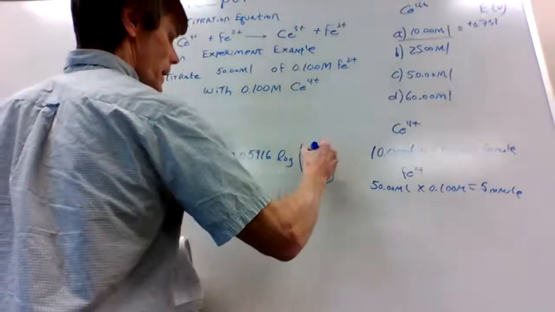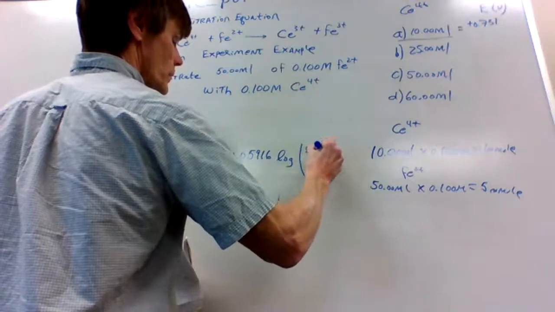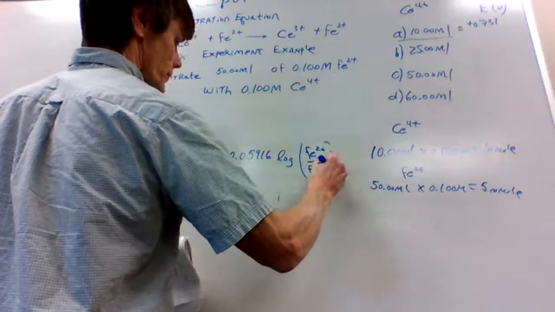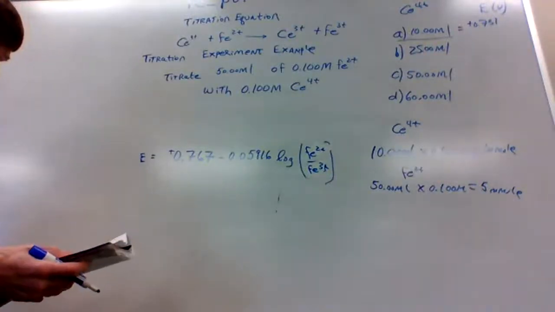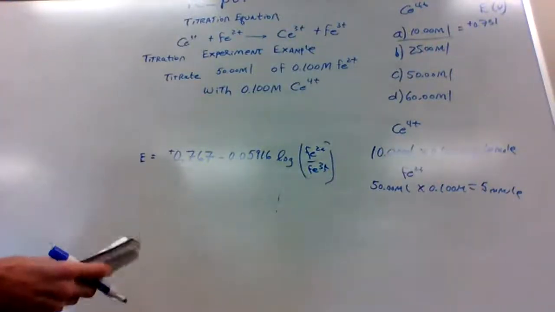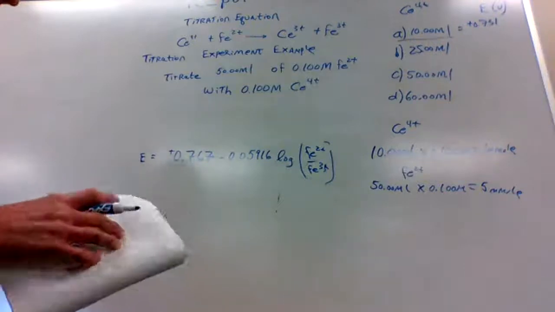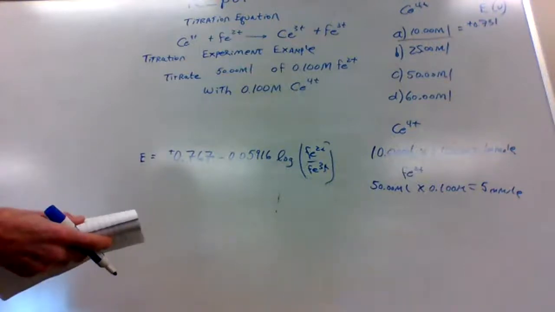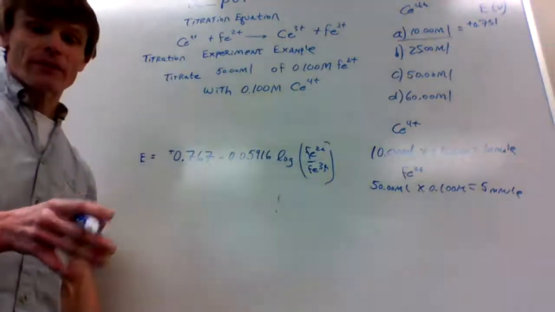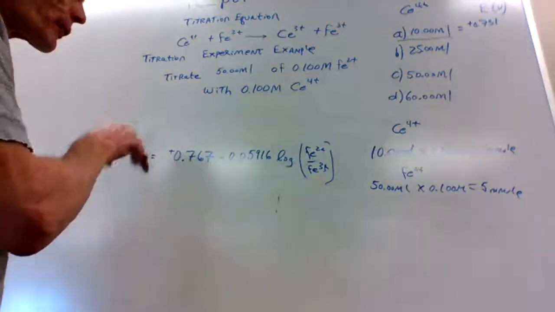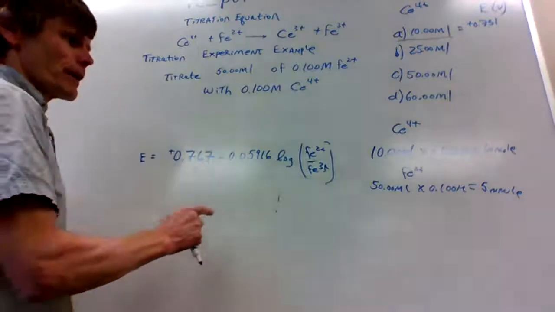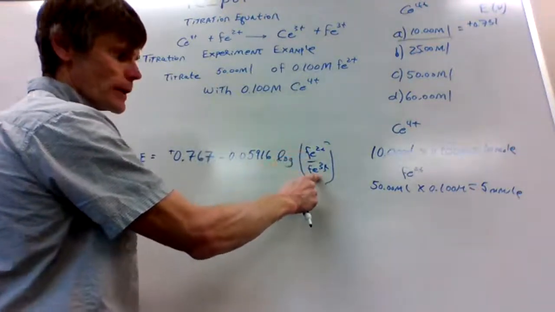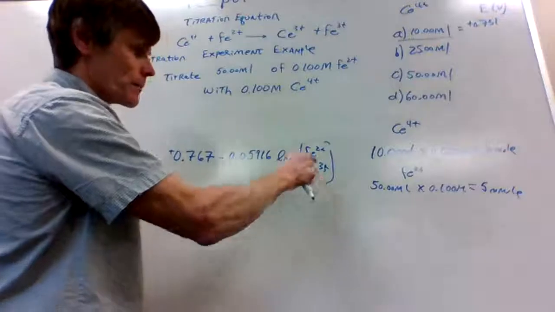And this is for Fe2 over Fe3. So what happens when we get to 25 milliliters? Well, we're halfway to the equivalence point. And if we used our table, we would see that we've converted half of the iron 2 into iron 3.